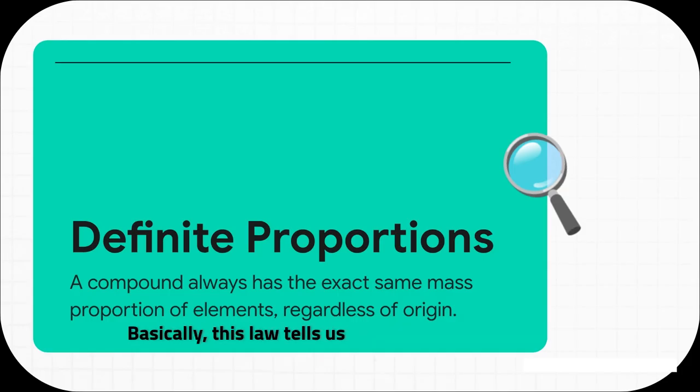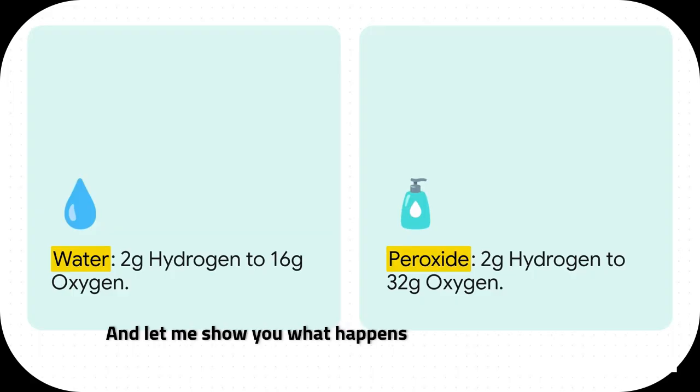Basically, this law tells us that a chemical compound is always going to contain the exact same proportion of elements by mass. It totally doesn't matter if you scoop up a glass of water from a raging river in a forest, buy it in an expensive plastic bottle, or build it from scratch in some high-tech lab. If it is water, its underlying recipe of hydrogen and oxygen by mass is always absolutely fixed. And let me show you what happens when you try to mess with that fixed recipe. Check out water on the left side of the screen.